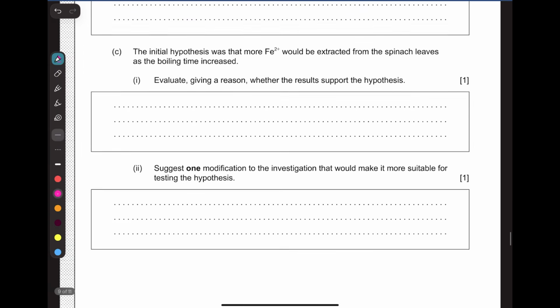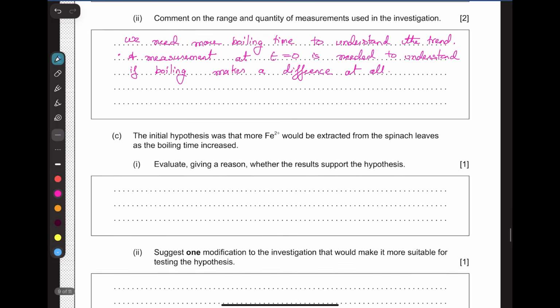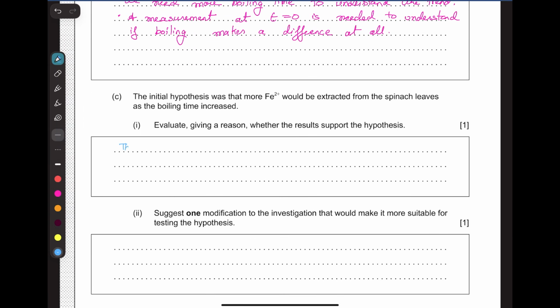So I can say the results do not support the hypothesis as there is no increase in Fe2+ concentration.